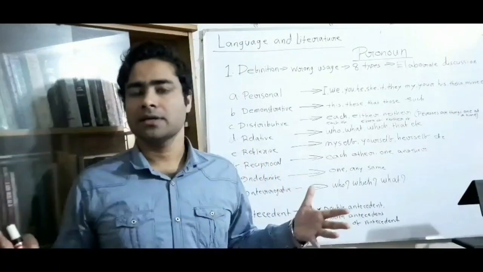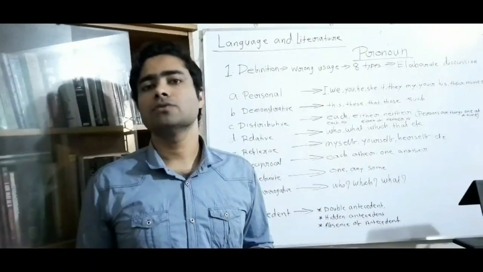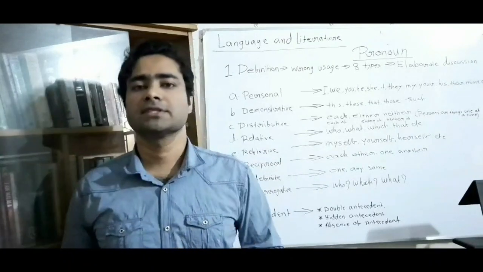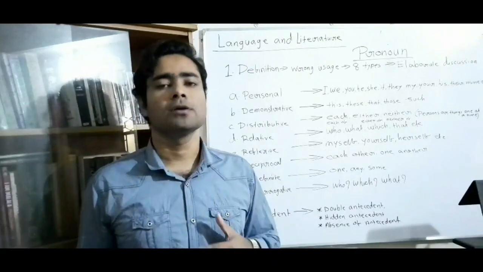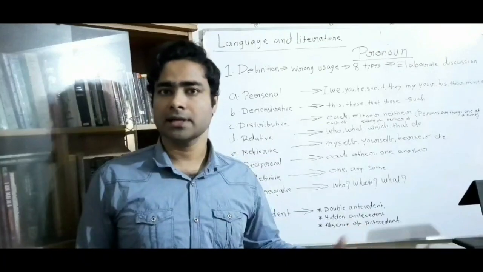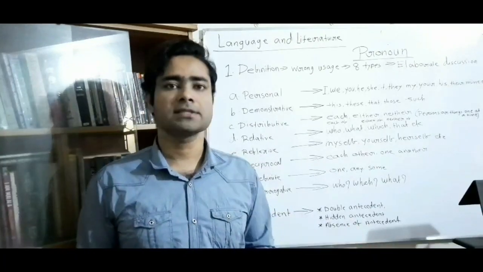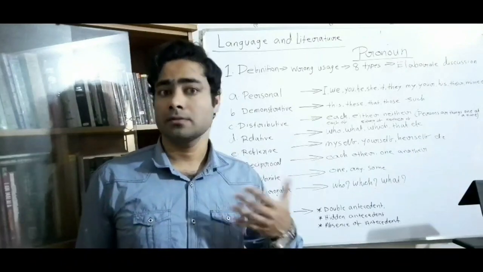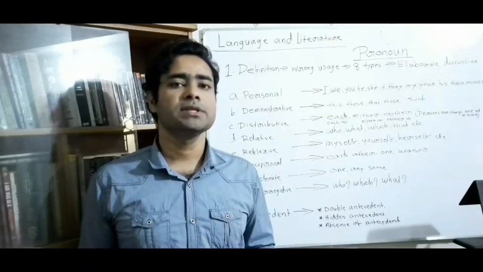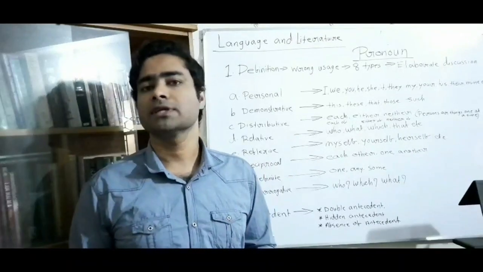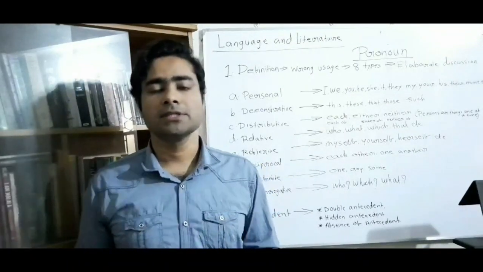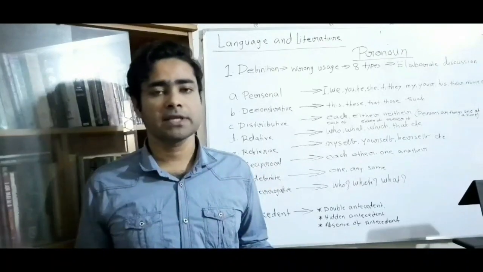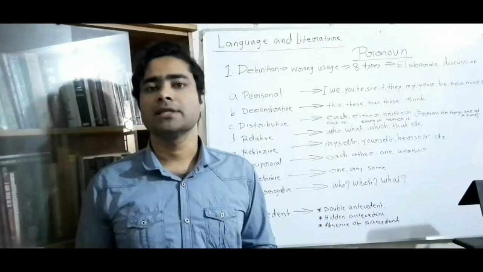A reflexive pronoun refers to such a pronoun through which we want to refer back to the subject. That means subject and object are the same. For example, he kills himself, she punishes herself. So a reflexive pronoun can be used as an object, be it direct or indirect object. For example, I prepare tea for myself. Here I have used a reflexive pronoun for both direct and indirect object.